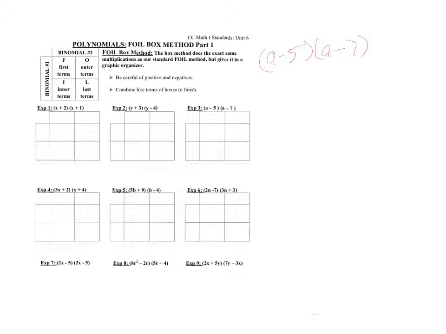Let's do some predictions. Prediction number 1: because both of these signs are negative, when I do my last term times my last term, a negative times a negative is a positive. So our first hypothesis is our last term is positive. And then when we go to do our middle steps, we're going to end up doing negative 5 times a and a times negative 7, and then we would combine those. So we think that our middle term will be negative. Let's see if our hypothesis holds true.